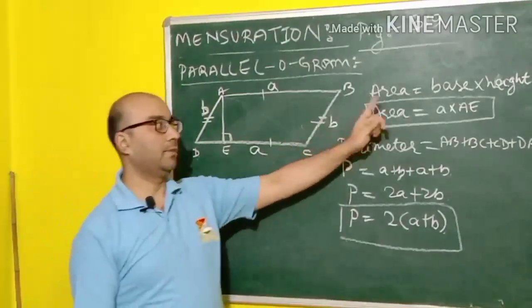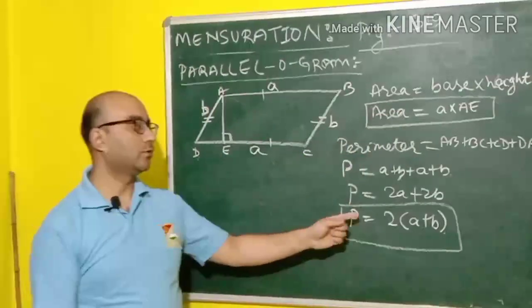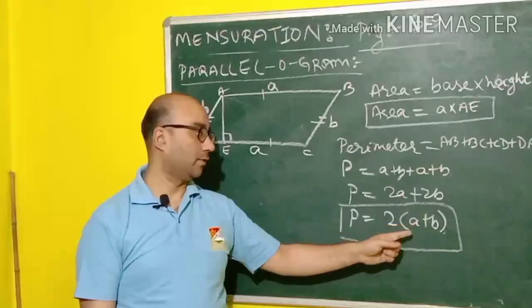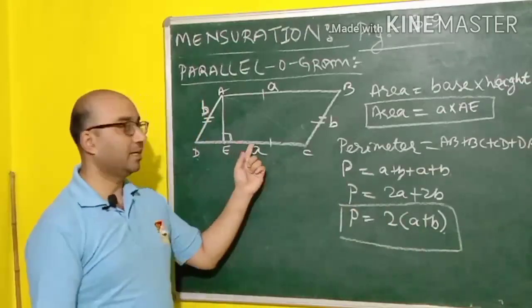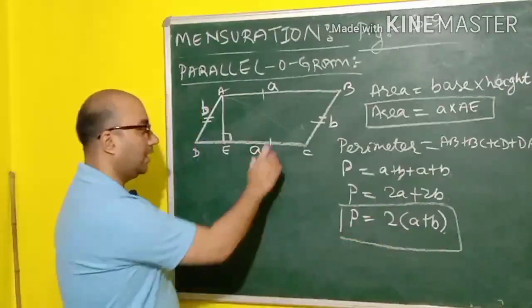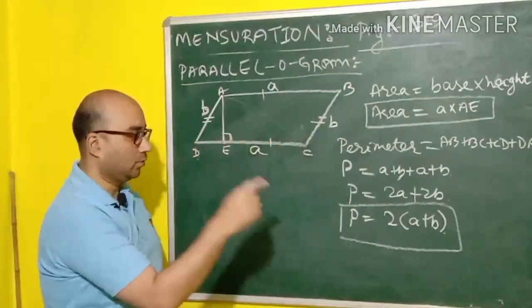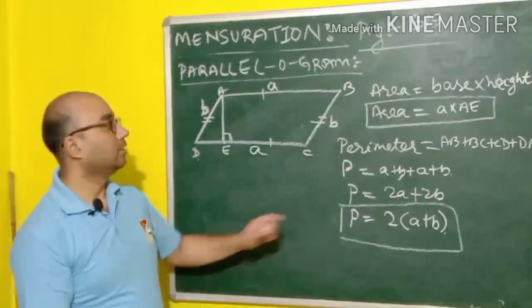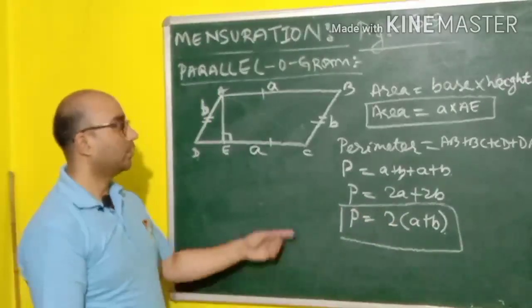So area is base into height, and perimeter is equal to twice into sum of the opposite sides. Okay, it's not opposite sides, sum of the adjacent sides. Opposite sides will be A and A, but A and B are not the opposite sides, A and B are the adjacent sides. So perimeter is equal to twice into sum of the adjacent sides. So that is the mensuration of a parallelogram.